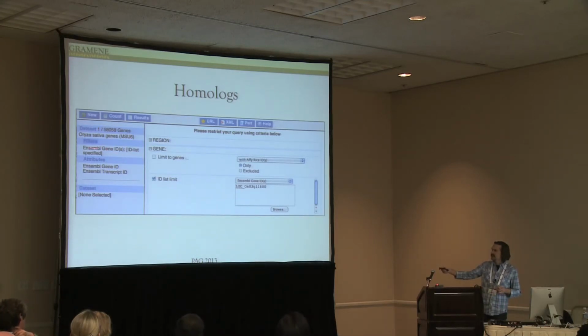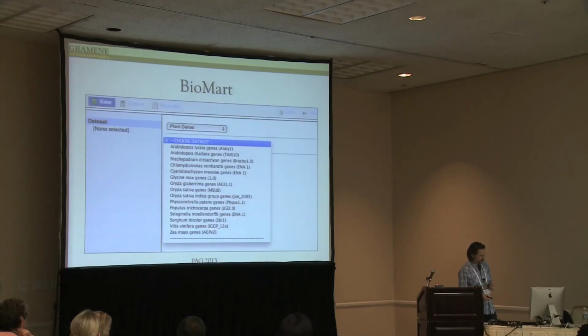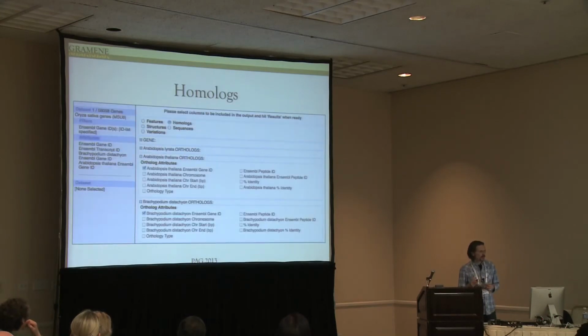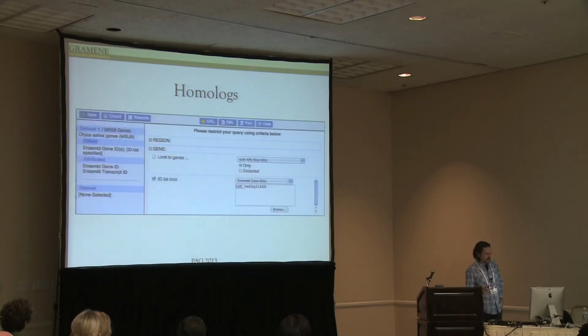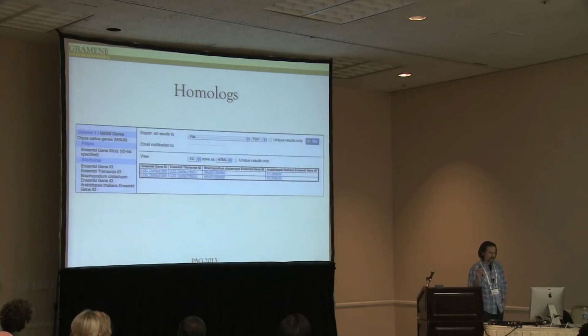Because I'm filtering on a gene ID, I tell it that I want to get the gene ID back. In addition, I go over to the attributes now, and I tell it I'm looking for the homologs. Specifically, I'll ask for the homologs in Arabidopsis and Brachypodium, and it works. So I can get this downloaded as an Excel file and do further work on it.